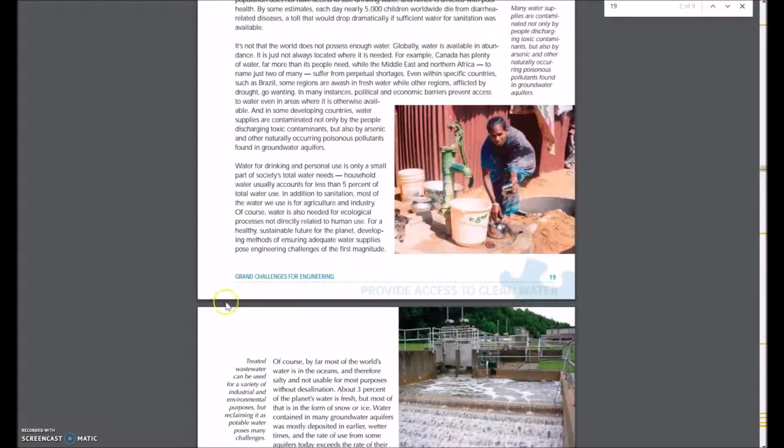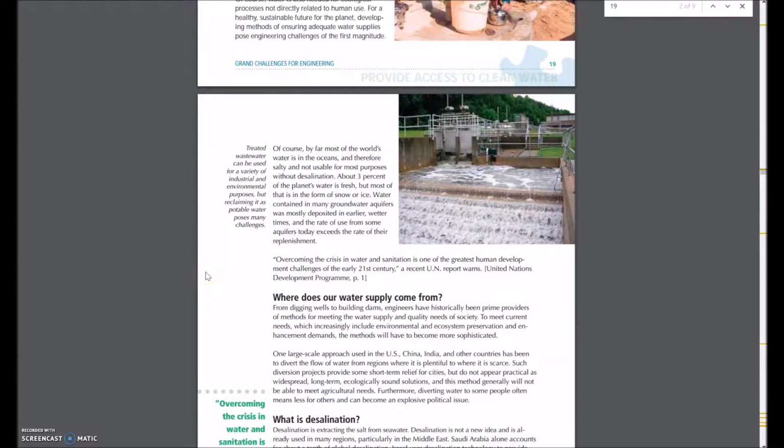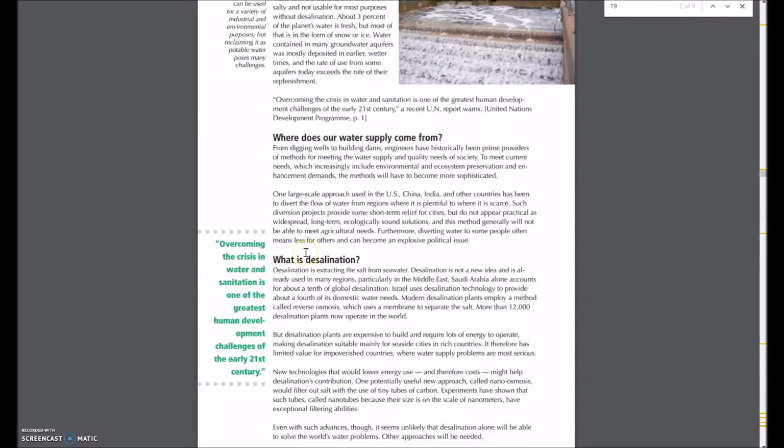So as engineers, our goal is to solve issues. Many engineers around the world came up with a few solutions for clean, usable water. One solution was desalination. Essentially, desalination is extracting salt from seawater, which ultimately becomes drinkable and usable.